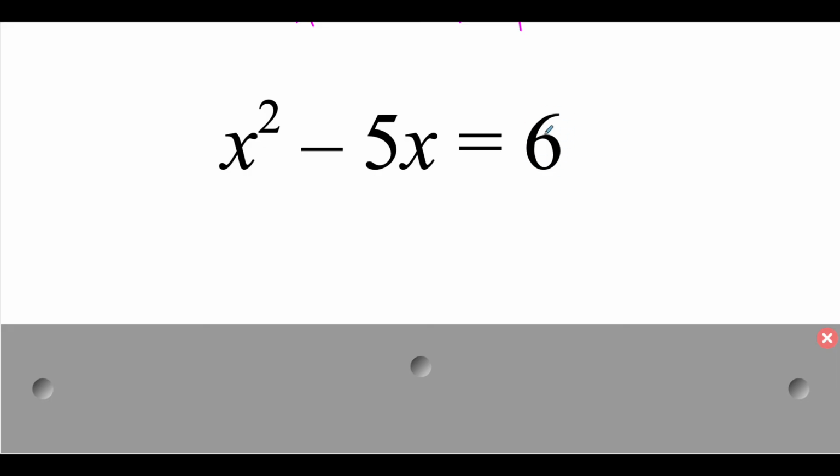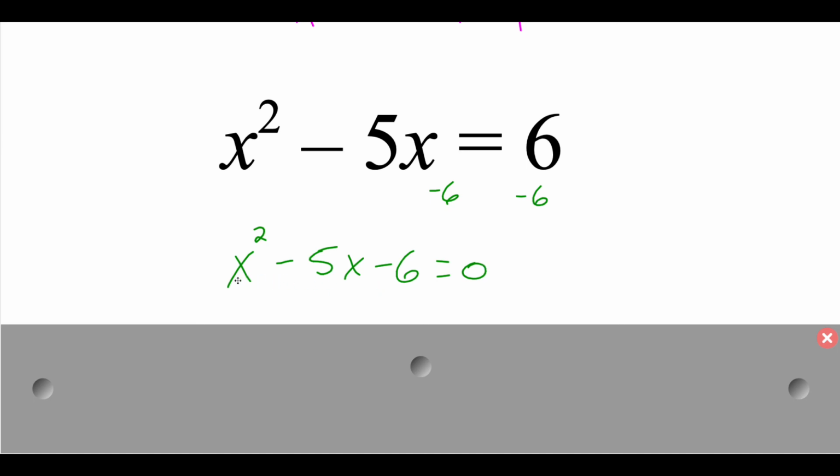So I want to take this 6 that's over on the right-hand side, and I want to move it over to the left-hand side. It's a positive 6, so to move it over to the other side, I'm going to have to subtract 6 from both sides. So this is going to give me the equation x squared minus 5x minus 6 equals 0. So now this equation is ready to type in to graph it out.